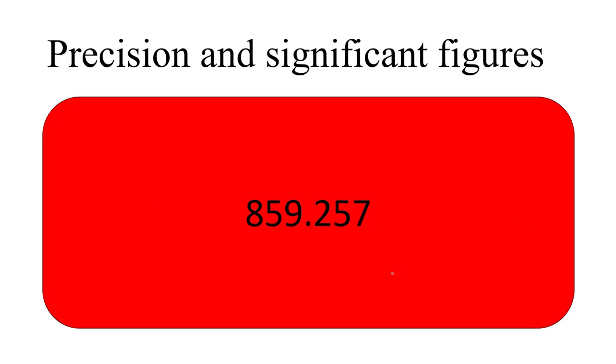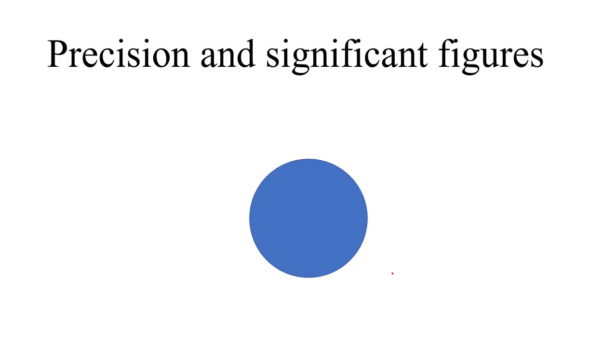Okay, so we can tell how precise a measurement is when we compare it to another measurement, but how can we tell how precise a measurement is when there isn't another measurement to compare it to? We can do this using percent uncertainty. Okay, so what is percent uncertainty?